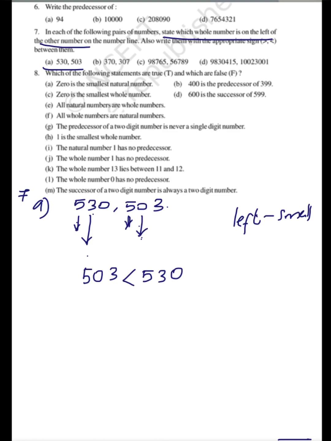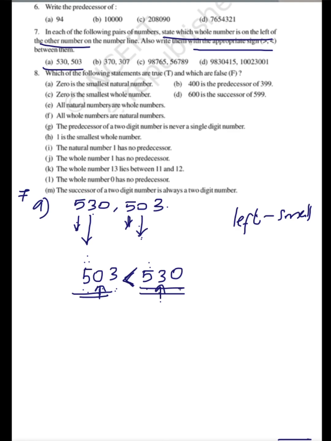Here the number of digits is the same, that is 3. Here also 3 digits, here also 3 digits. But you can see that the first digit is also the same, 5. So you can just consider the very next digit. Here it's 0 and here it's 3. So 3 is greater. So you can tell 530 is greater and 503 is smaller. That means you can put this sign. Here it's asked to write the appropriate sign between them. So I have put the sign, that is 503 is less than 530.